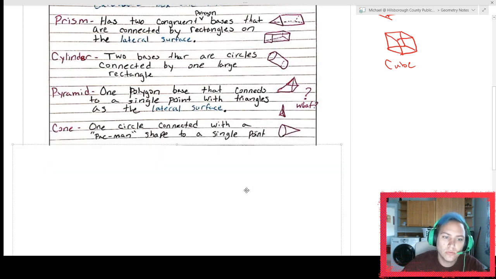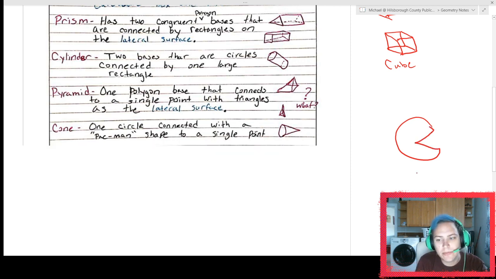And a cone is one circle, but this time it's connected by what looks like a triangle. But what happens is when you unfold that triangle, and I'll show you on the bottom, it kind of looks like a Pac-Man shape. Think about if you took an ice cream cone and cut down the side and unfolded it. It wouldn't unfold into a triangle. It would unfold into this strange circular looking shape. And like I said, it looks like a Pac-Man shape. If you know what Pac-Man looks like, it looks like Pac-Man. It's kind of got this rounded edge with a triangle cut out of it.